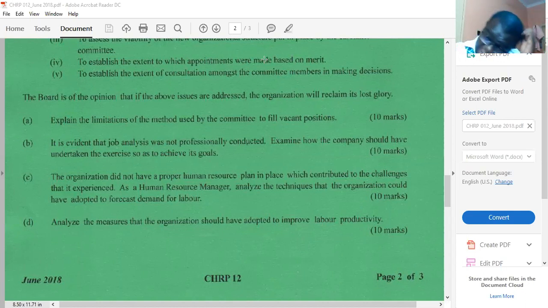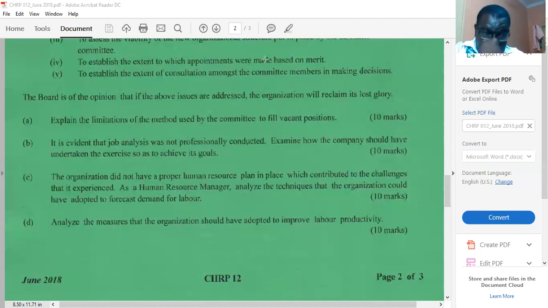So, disadvantages of recruiting from internal sources. You limit your talent search area. You just restrict yourself to the few available internally. And also, if poorly managed, it will lead to demotivation of the workforce, because we will feel those who get positions are not necessarily those who warrant them.